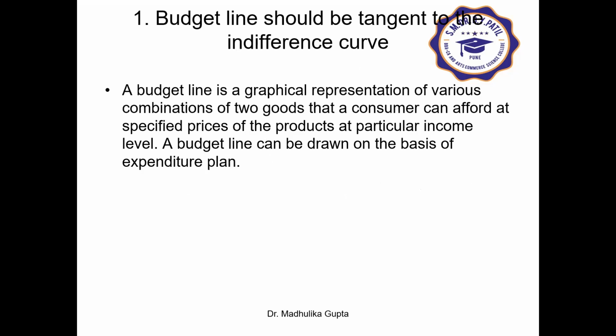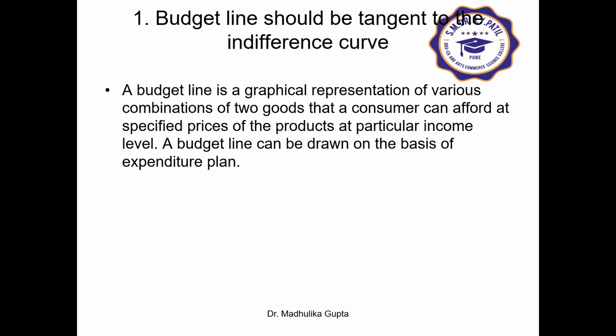Consumer equilibrium is based on the assumption that the income of a consumer is constant and that he spends his entire income purchasing only two goods, X and Y, whose prices are given. A budget line is a graphical representation of various combinations of two goods that a consumer can afford at specified prices of the products at a particular income level. A budget line can be drawn on the basis of an expenditure plan.